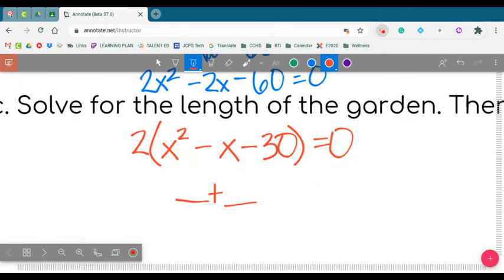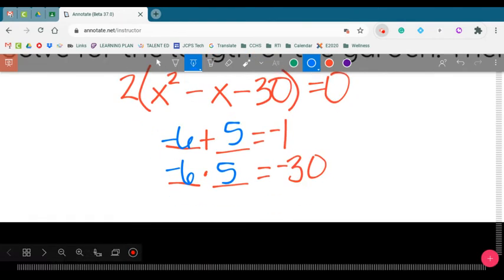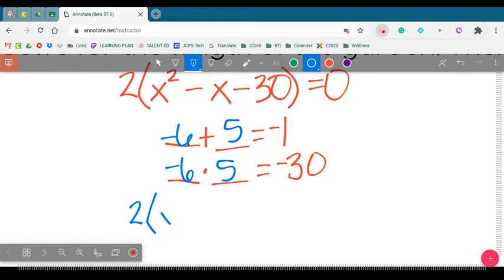Then we're going to factor this. What plus what equals negative 1, and what times what equals negative 30? This one is actually pretty easy because it's negative 30. Our multiples would be 5 and 6. You're going to want that 6 negative since you want a negative 1. So factored, we would have 2 times x minus 6 and x plus 5 equals 0.